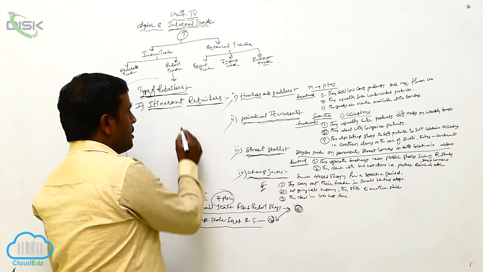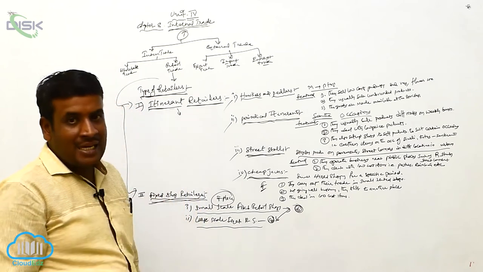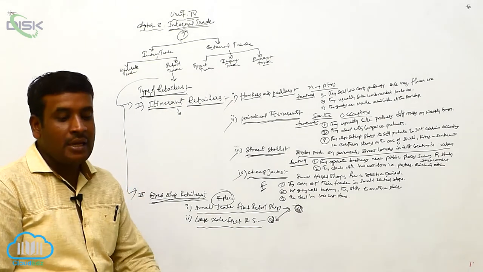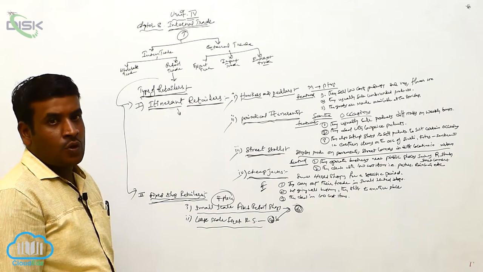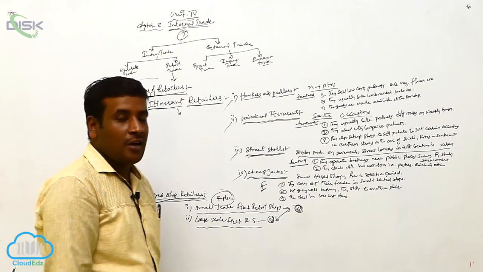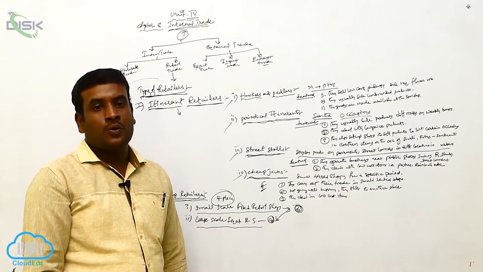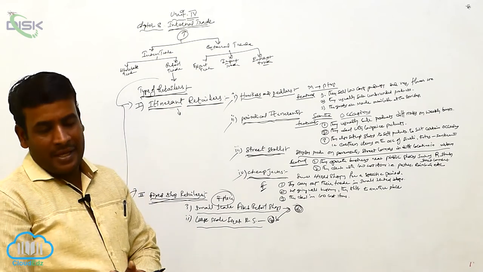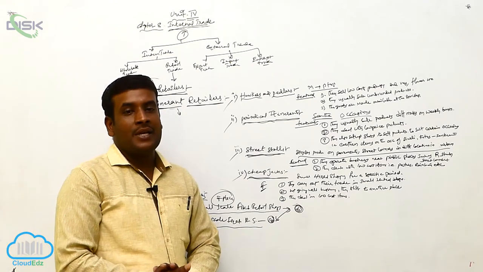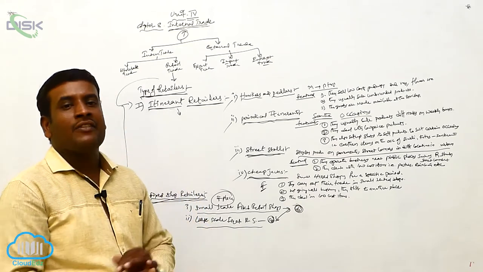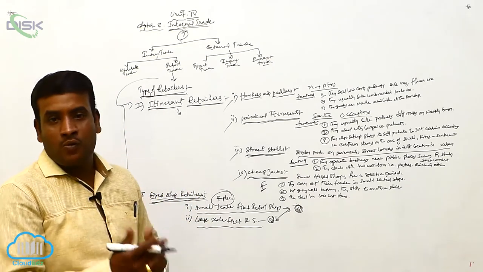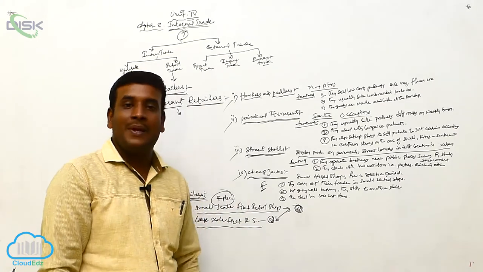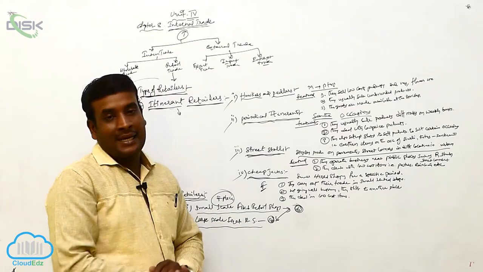Itinerant retailers are those retailers who do not have a fixed place for doing their business. Their activities take place without a fixed place. We move forward from one place to another place. There is no fixed place at all. Those are called itinerant retailers.